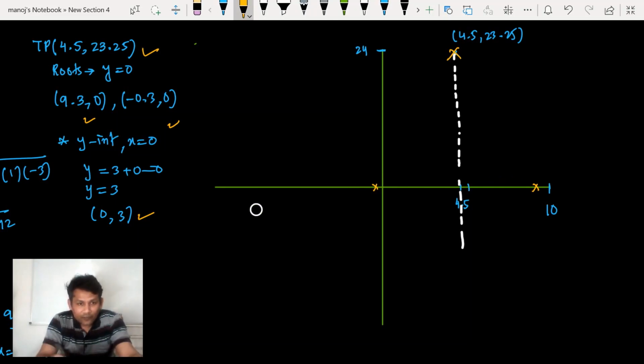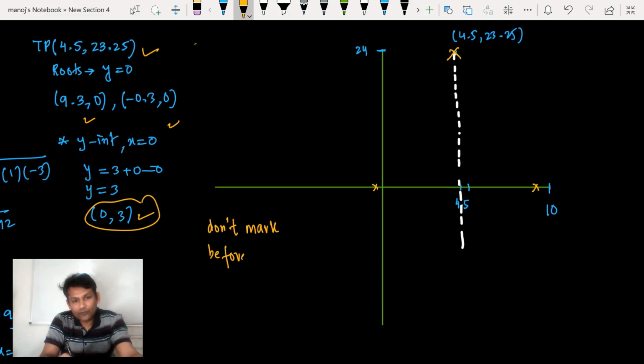And then you have the y-intercept, 0.303, is okay. One thing I want to tell my students: this y-intercept, don't mark it before drawing the graph, before sketching the graph. This is my advice. Do not mark this, leave it. First draw this graph. Okay, when I draw this graph, this is coming.